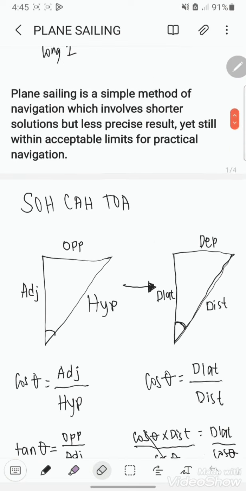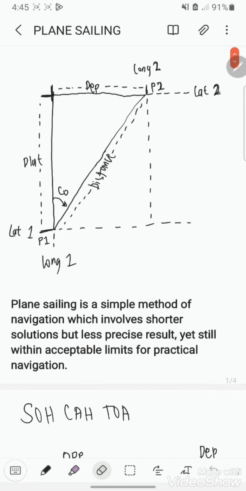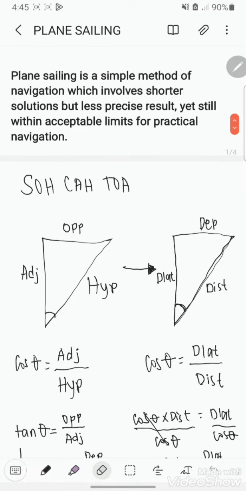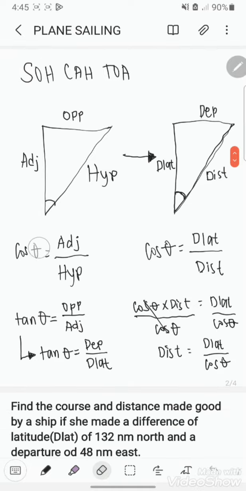As you remember here, we have a triangle. We form a triangle as we proceed from point 1 to point 2. We just substitute it. We make dlat our adjacent, departure our opposite, and distance our hypotenuse. So the formula, cosine theta, or cosine of the angle, is equal to adjacent over hypotenuse. That is the meaning of that.